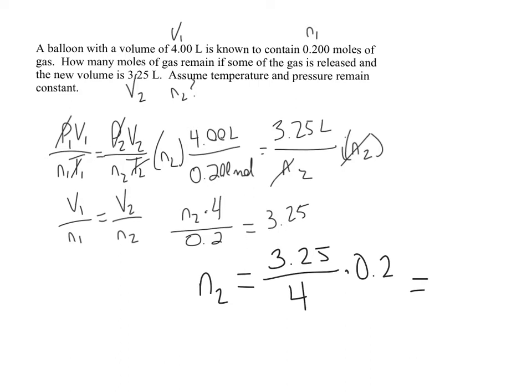So 3.25 times 0.2 divided by 4 tells me that of my 0.2 moles, I should have 0.163 moles left. This should make sense. All of these values you can check because you know this is a direct relationship. It's one on top of the other. Because my volume goes down, my number of moles should also go down when it is a direct relationship. And sure enough, I started with 0.2, and I'm down to 0.163.